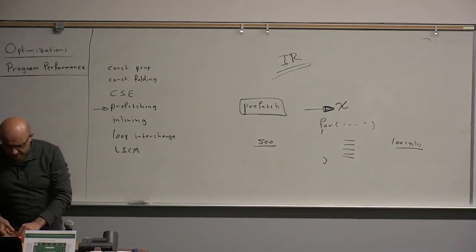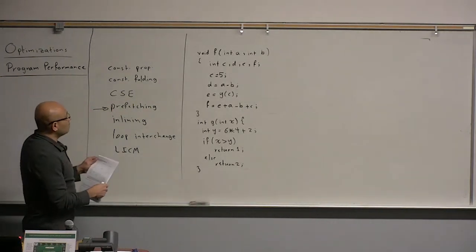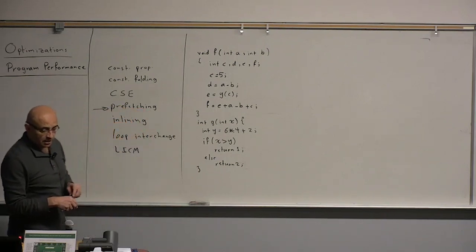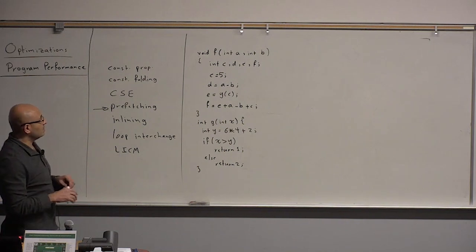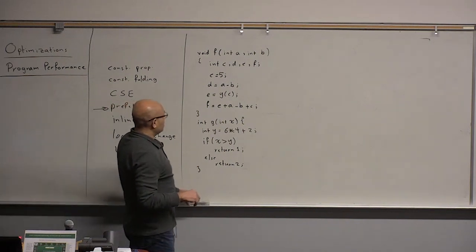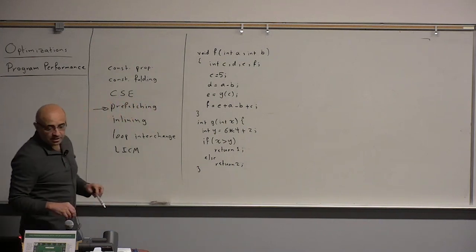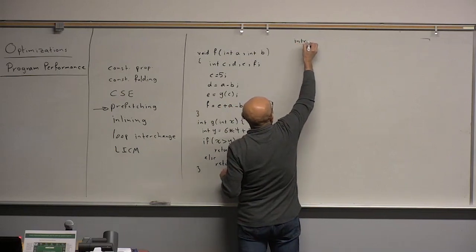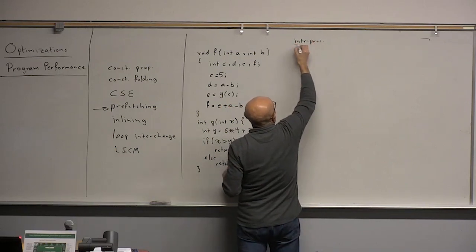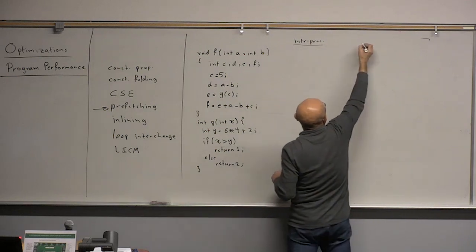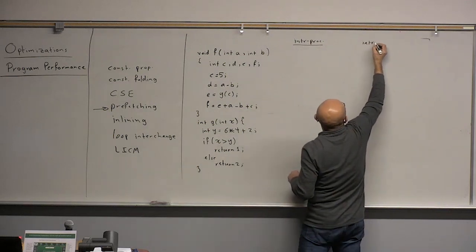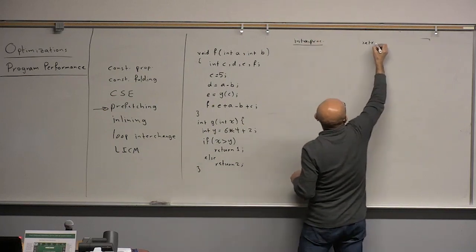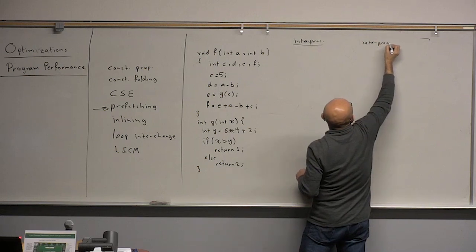In fact, let's look at this example. Now this is a question. This was an actual question in last semester's final exam. The question is, identify the optimizations that can be done when we are doing intra-procedural optimization, and the optimizations that we can do when we are doing inter-procedural optimization.